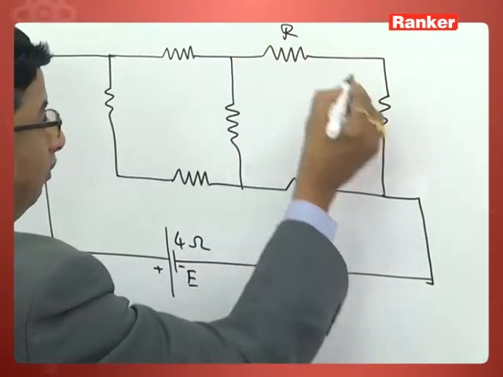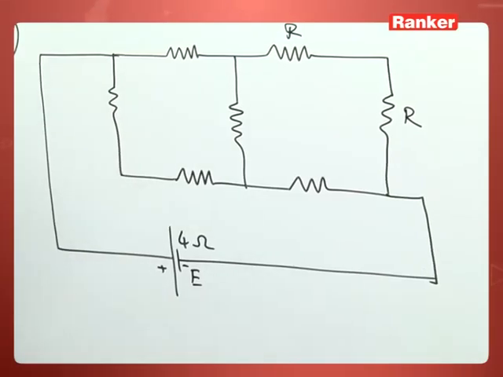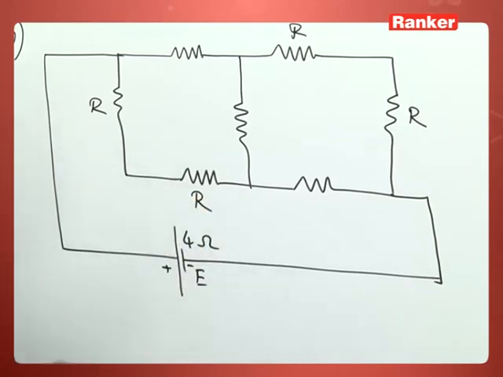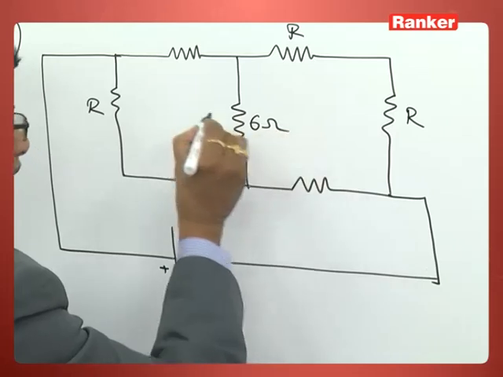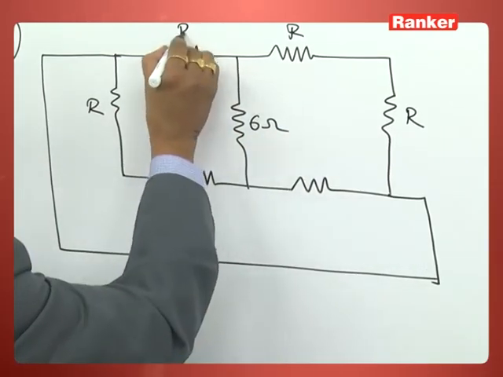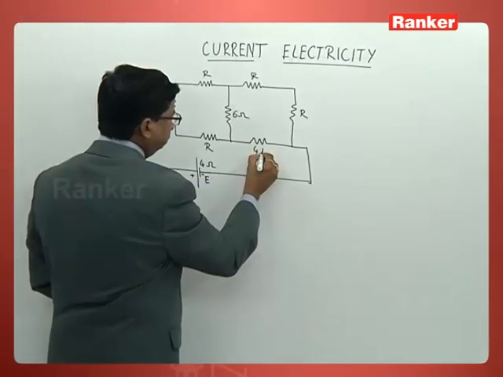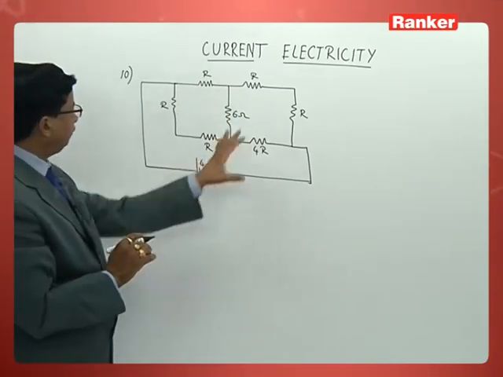This is R given, this is R given. And of course this is R given, this also is R given. Now this is 6R, he said. The other ones, he has given you this one as R and this one as something like 4R. So this is the circuit.